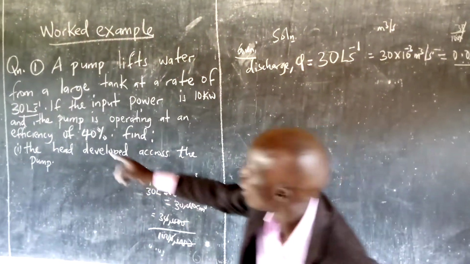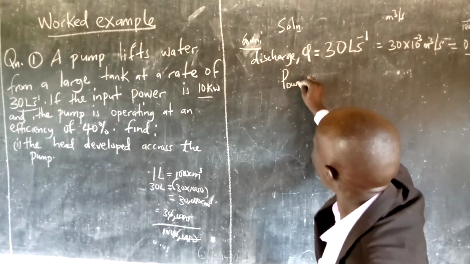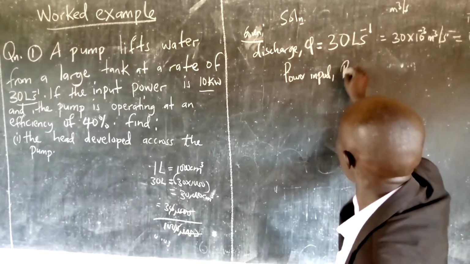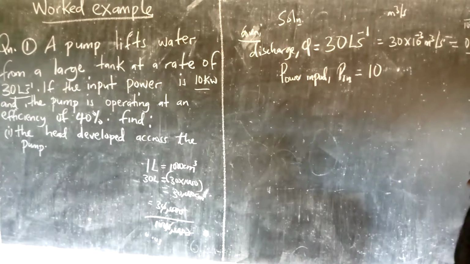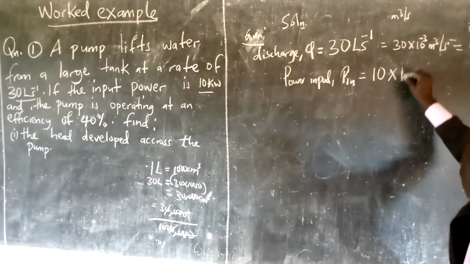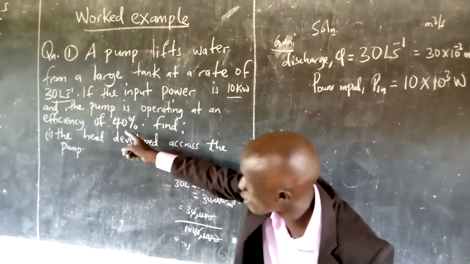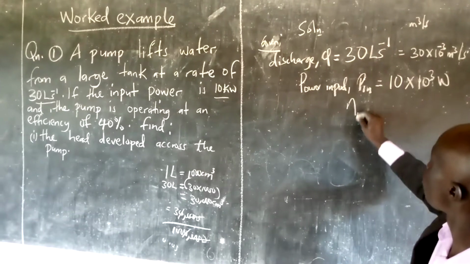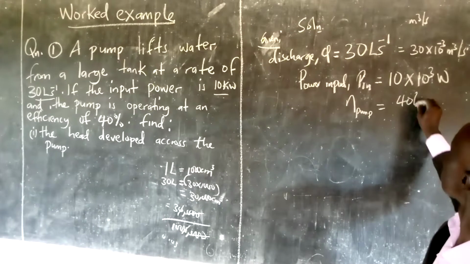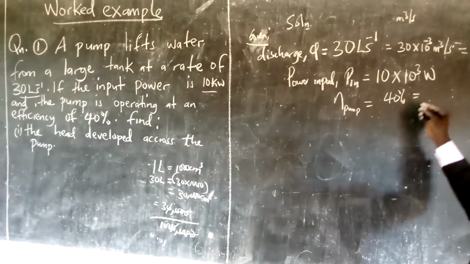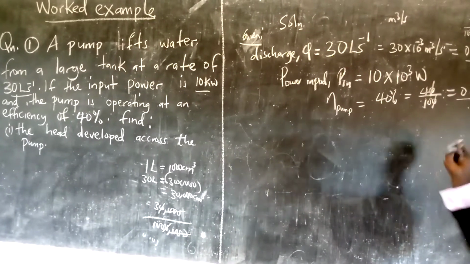Next, let's summarize the question. The power input is given. Power in is equal to 10 kilowatts, and kilo is 10 to the power 3, so you convert the units: it's going to be 10 times 10 to the power 3 watts. Then we also have the efficiency. The efficiency of the pump is 40%, which is 40 over 100. You cancel this, so we shall have 0.4. That's the efficiency of the pump.